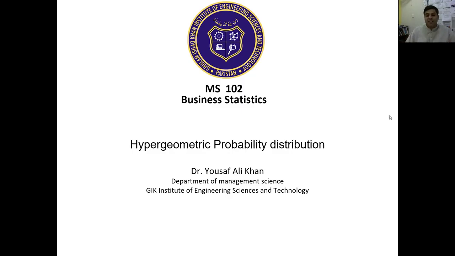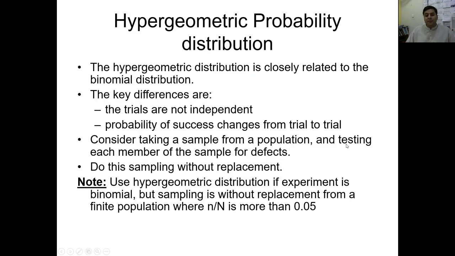So the hypergeometric distribution is similar to the binomial distribution, but these are the key differences. The trials are not independent. It means the trials will be dependent on one another. The second probability will depend on the first, and the third probability will depend on the first and second probability. The probability of success changes from trial to trial.